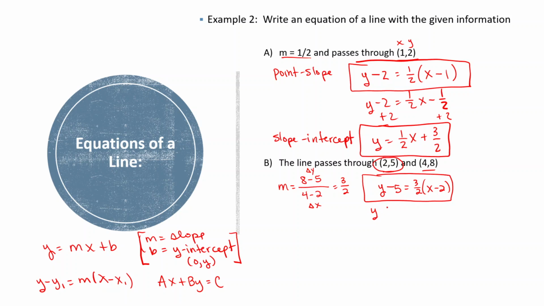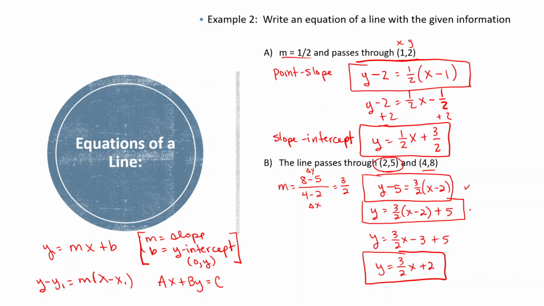Now we may want to make it y equals 3/2 times x minus 2 plus 5. Because if we have it as y equals, now I can use it to solve for various equations. But I can also simplify it down by distributing the 3/2. And I get y equals 3/2 x plus 2.